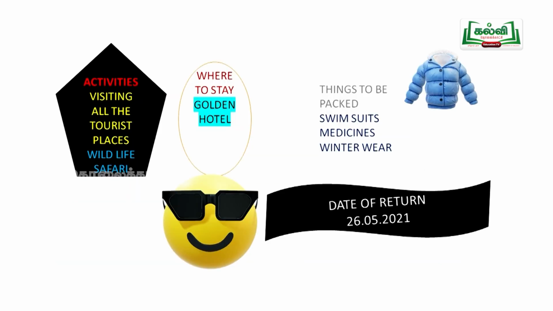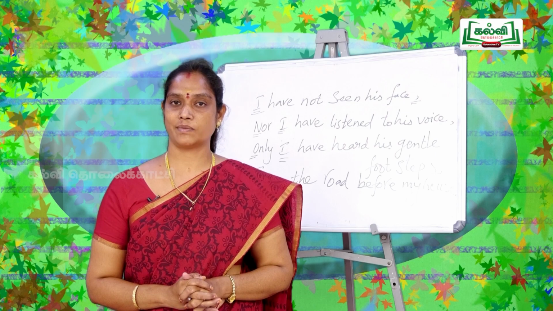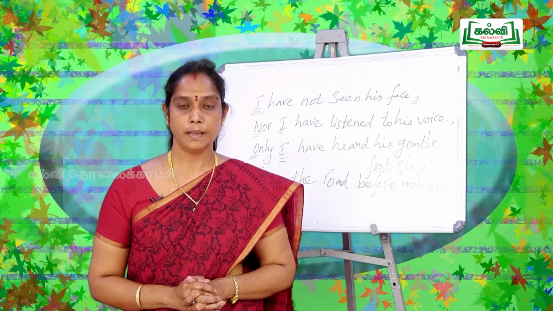Then the activities. What are the activities we are going to do there? We are going to visit the tourist places and the wild safari. Whatever tourist places are there, we are going to see all of them. Then the things to be packed. What things are we going to pack? The things we need: medicines, swimsuits, winter suits, etc. Whatever things we need, we can pack them all.